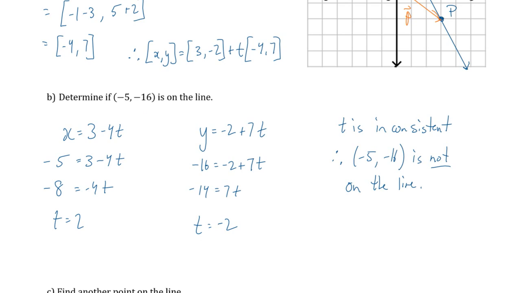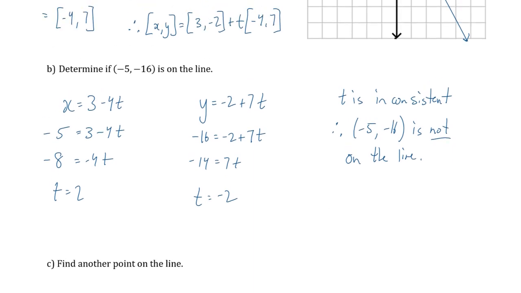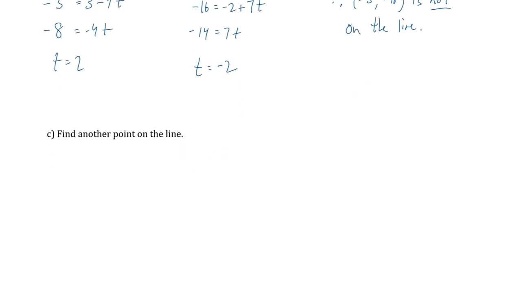Okay, so what's next? Find another point on the line. So we kind of talked about this before. To do this, you just pick any value for our parameter t and sub in and solve, and that will find a point. So I'm going to pick 2, and let's see what would happen if I do 2.